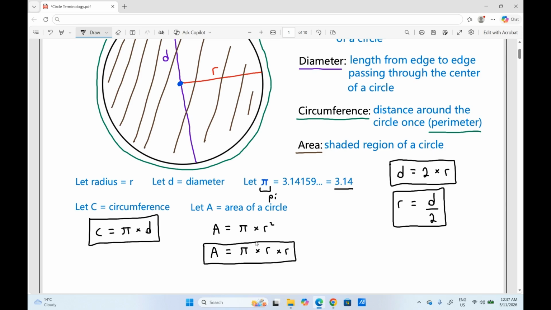But what it actually means is you take the radius and you times it by itself. So for example, if my radius was 3 centimeters, if you take radius and you times it by 2, you get 6 centimeters. But if you take radius and you times it by itself, it would be 3 times 3. So the answer would be 9 and not 6. So hopefully this gives you an idea of some circle terminologies and some basic formulas.